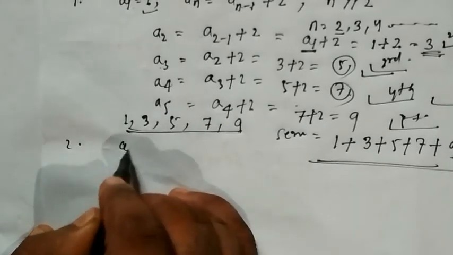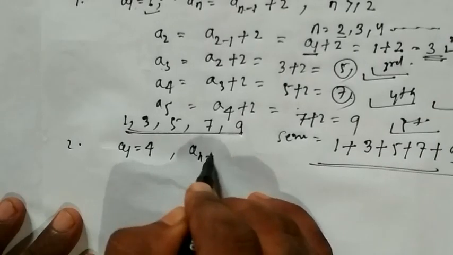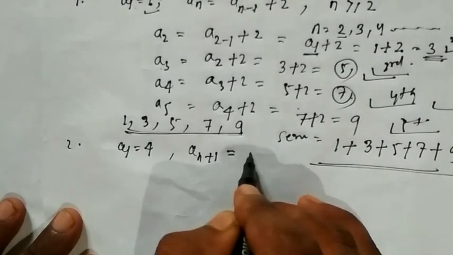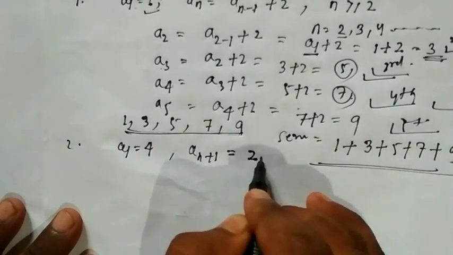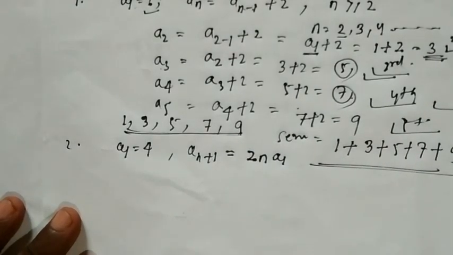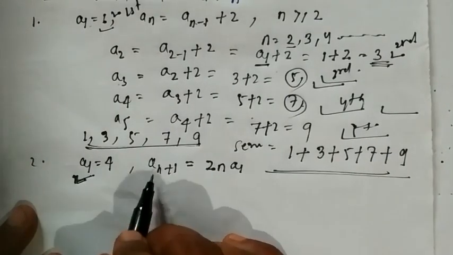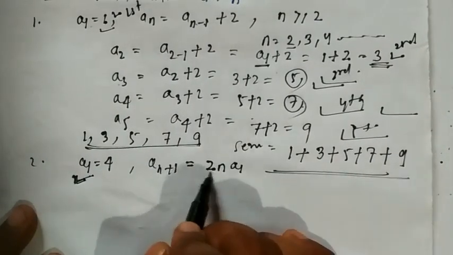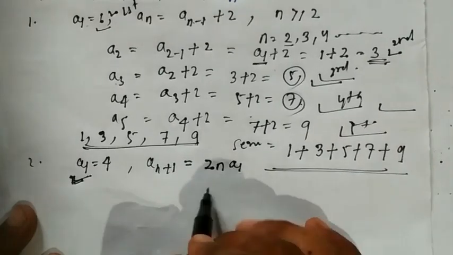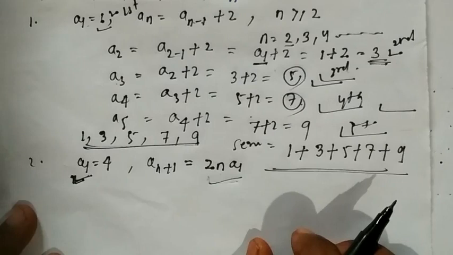Second question: given a1 is equal to 4, and a(n+1) is given to you as 2n times a1. So here, students, given that a1 is equal to 4 and a(n+1) is equal to 2n a1, you have to find the first 5 terms of the sequence.